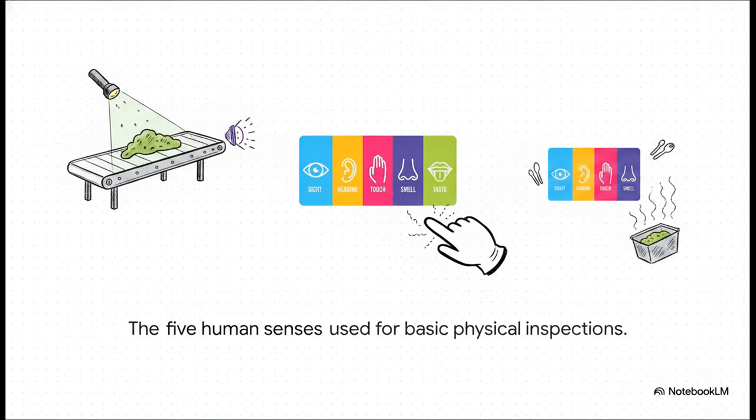But it goes way beyond sight. Auditors perform tactile and olfactory checks too. Imagine an auditor running a gloved finger along a stainless steel surface just to detect a microscopic greasy residue, or using their sense of smell to catch the faint, sour odor of spoilage organisms that standard cleaning completely missed.